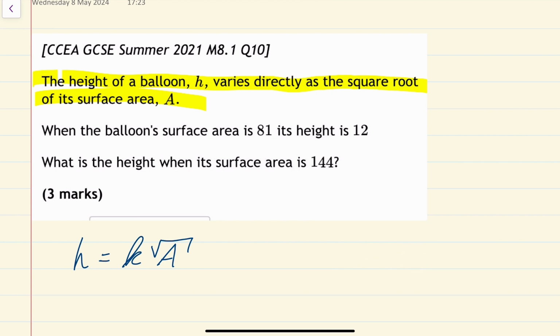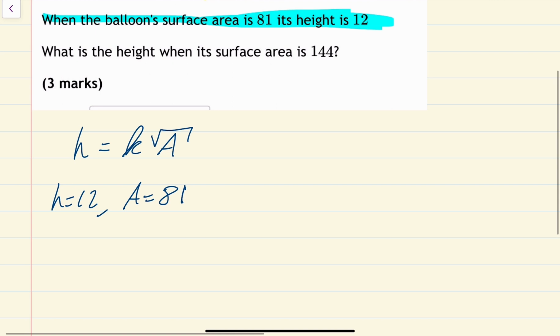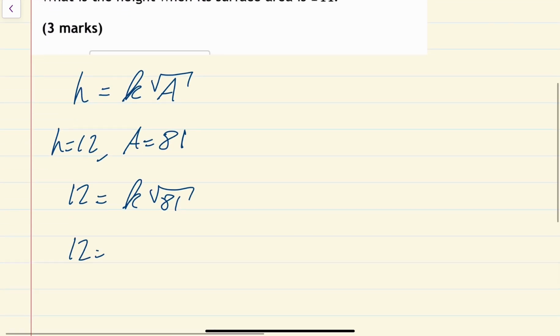Okay, next thing it tells you, when the balloon's surface area is 81, its height is 12. So let's just write that down. H is 12 when the surface area is 81, and they've been nice to us here because 81 is a square number. So let's just sub that in. Instead of H, write 12. Instead of A, write 81. Now that means 12 is equal to the square root of 81, which is just 9, so 12 is equal to 9k.